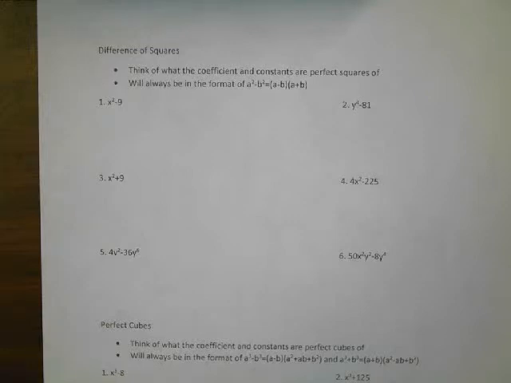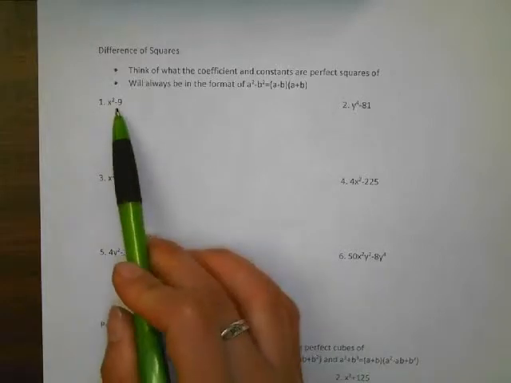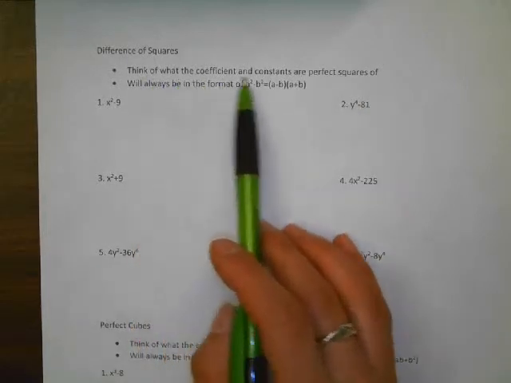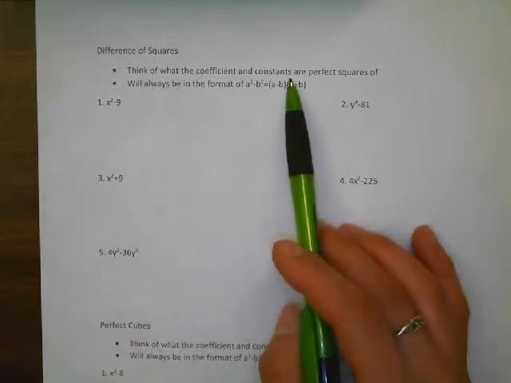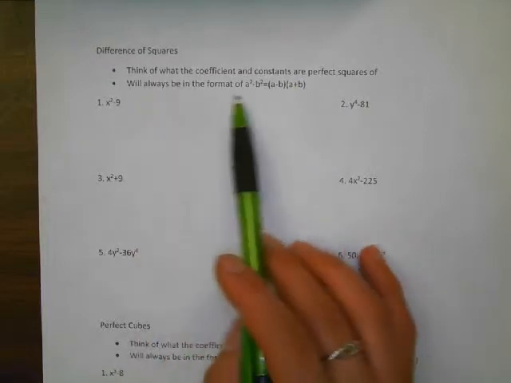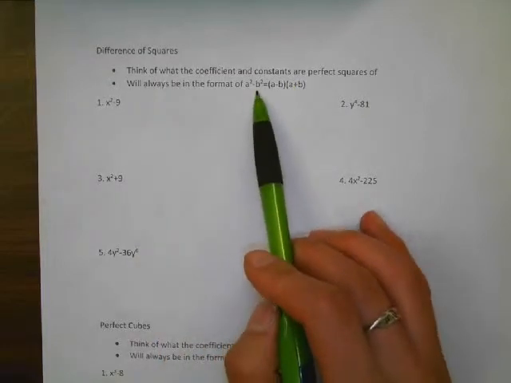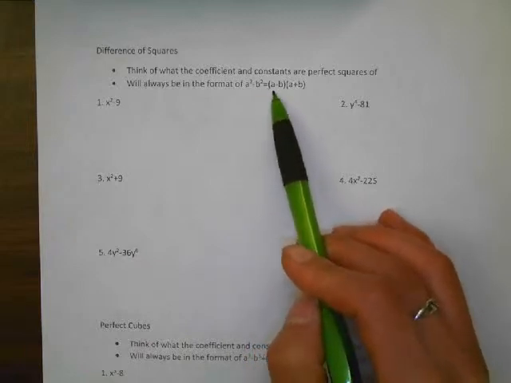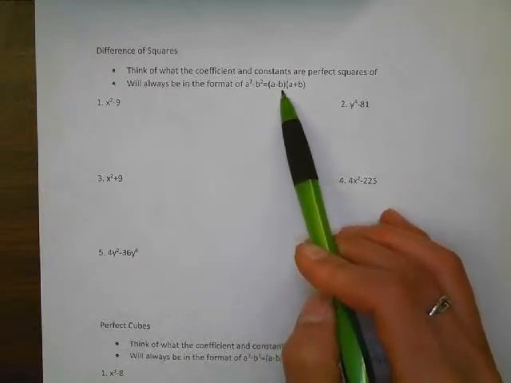Today we're going to talk about how to factor a difference of squares. When you factor a difference of squares, you'll notice that you have to have a difference, so you have to have a minus sign. But also you need to think of what the coefficient and constants are perfect squares of. And then it will always be in this format of a squared minus b squared. So in factored form, that equates to a minus b and a plus b.